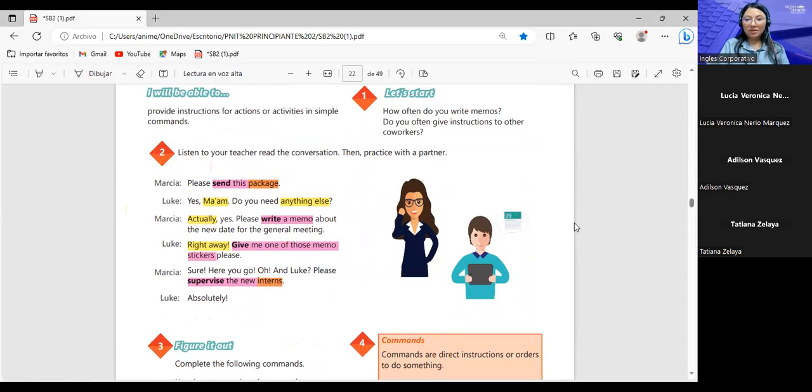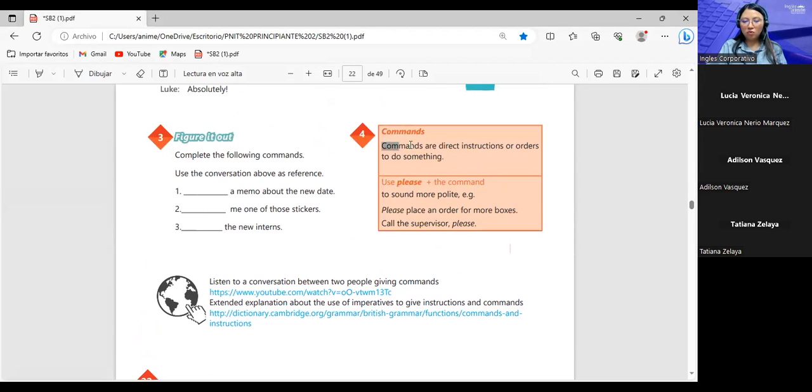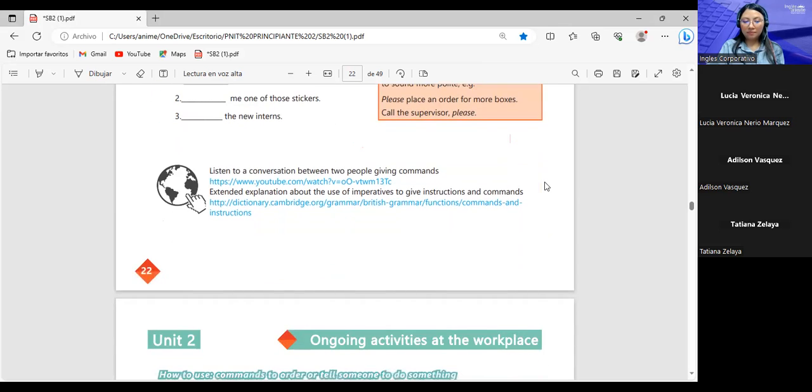We were also giving these examples yesterday about Marcia and Luke. Marcia, probably she is the boss or the supervisor, and he is an employee. I want you to notice this one. Ayer veíamos esto y decíamos that probably, yes, she is giving instructions, but she is being very polite. Muy amable está haciendo. Why? Because she is saying please at the beginning of the instruction, or please at the end of the instruction. Da indicaciones de una manera amable, ¿ok? That's it. Aquí estaba la definición, si recuerdan. The instructions or commands are direct instructions or orders to do something. Okay, there we go.